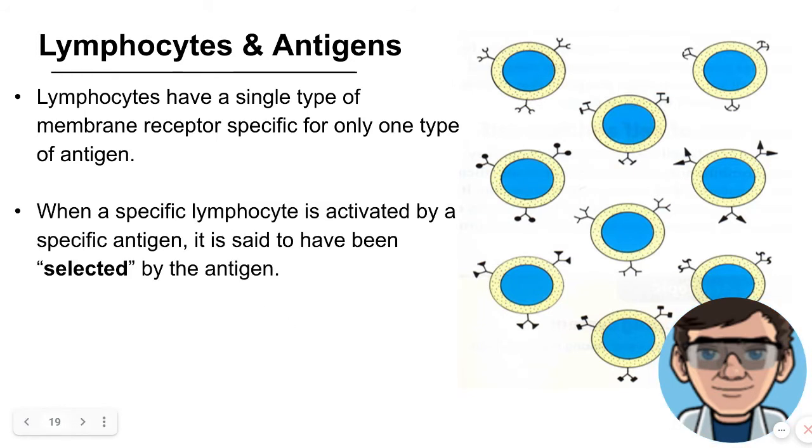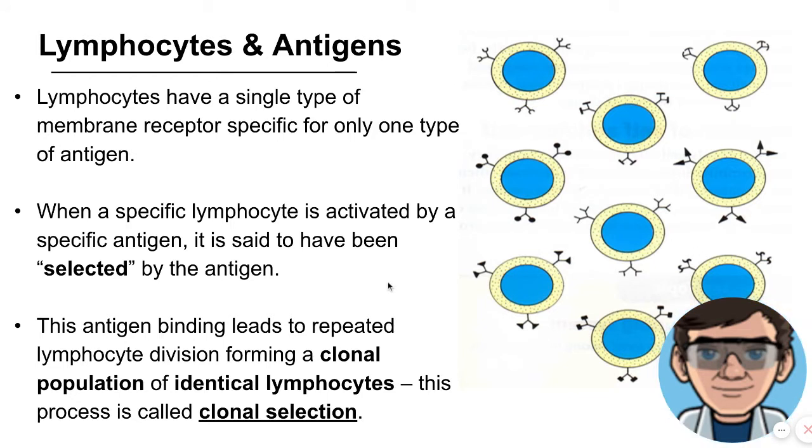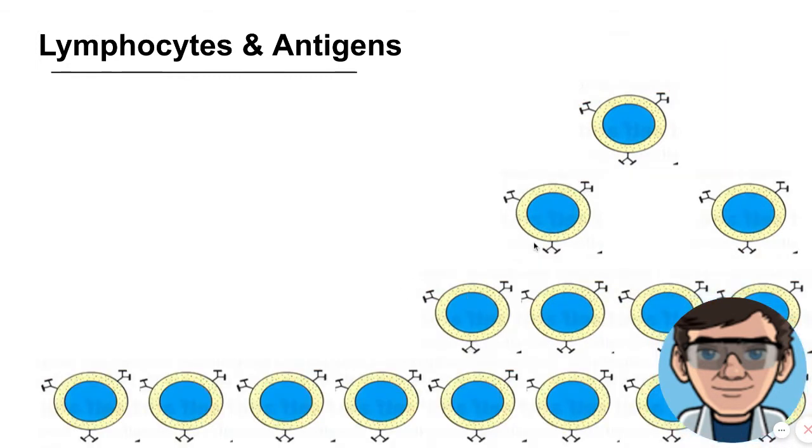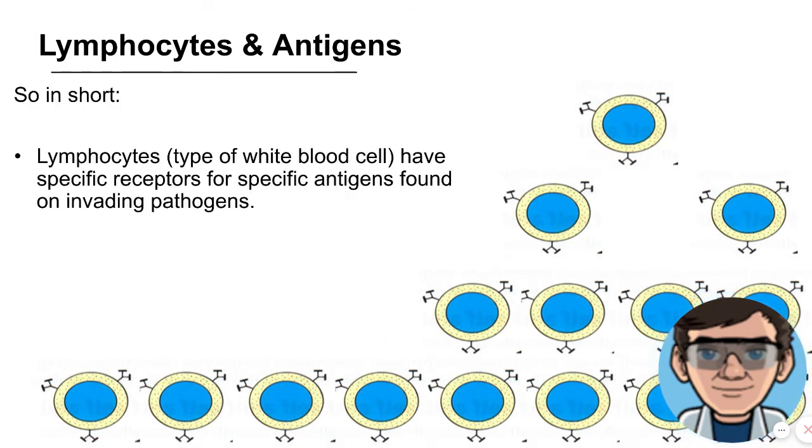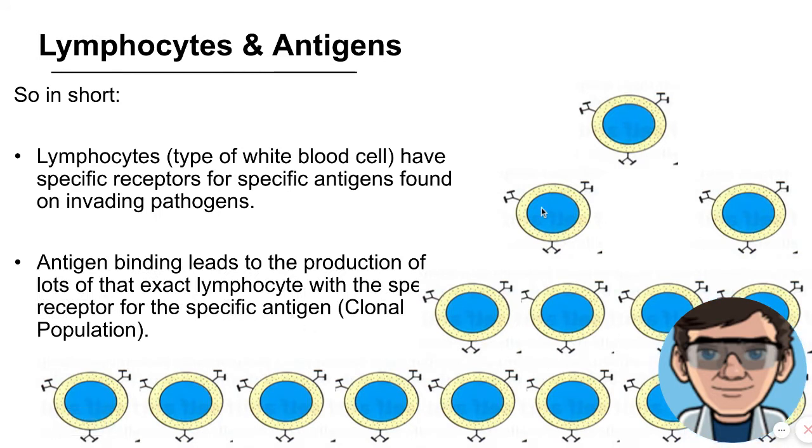When a lymphocyte is activated, that means it's been selected by the antigen. When the receptor binds to the antigen, that lymphocyte starts to divide rapidly. And remember, one cell becomes two, becomes four. We call this population of identical lymphocytes a clonal selection process because they're all clones that are being selected for. They're all identical and the same. So let's say it's this lymphocyte there that has bound to that specific antigen. It's going to divide to become 2, to become 4, become 8, and it's going to build up that clonal population. So that's what we mean by a clonal population.